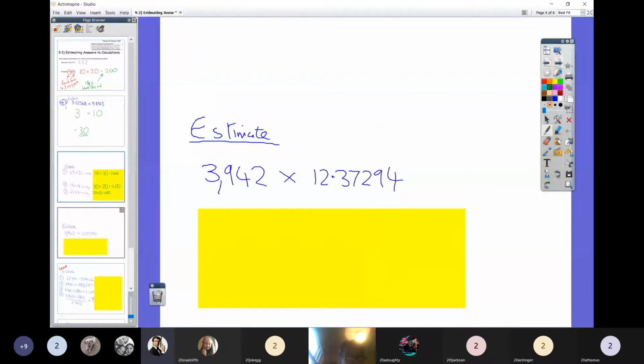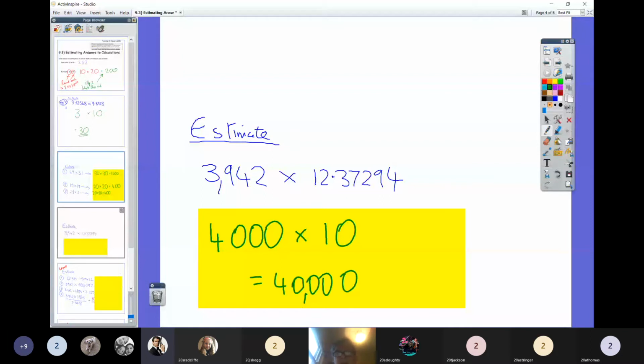Okay, the final one for us to do. 3,942 to one significant figure would be 4,000. And 12.37294 would be 10. So it's just 4,000 and add another nought, giving us 40,000.